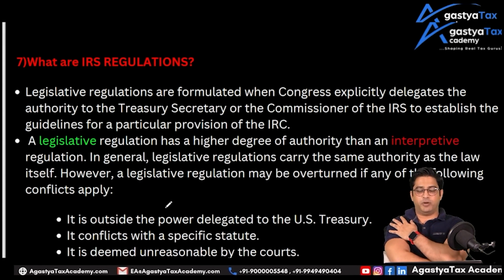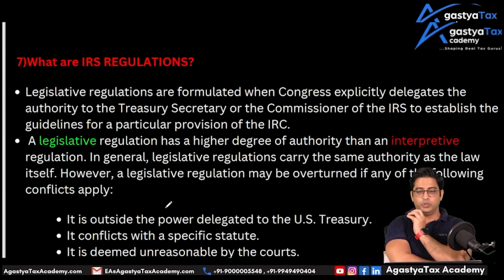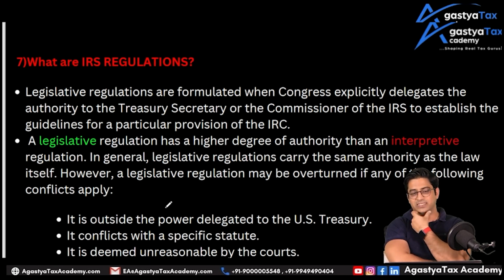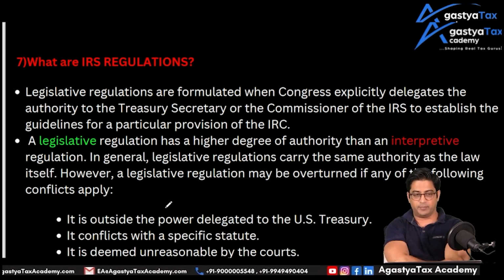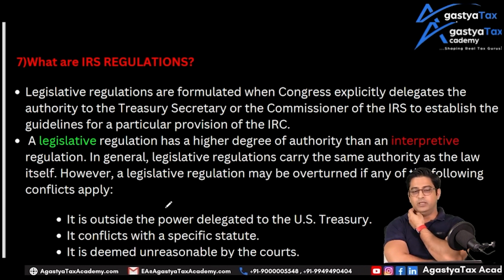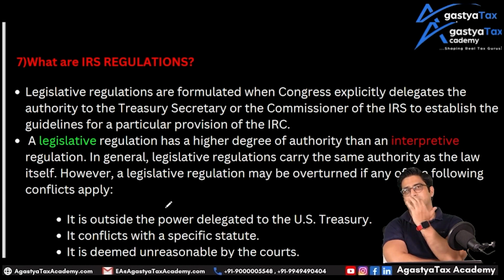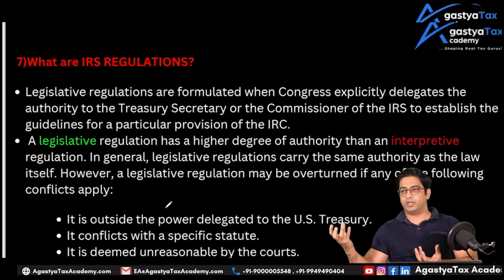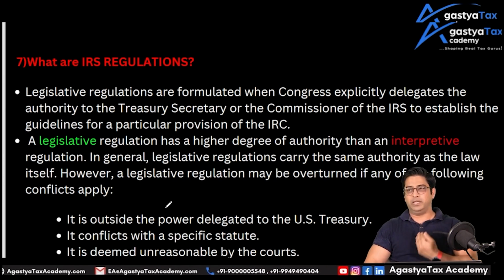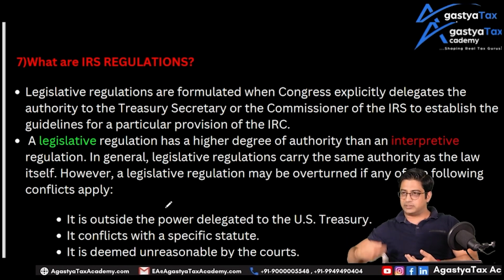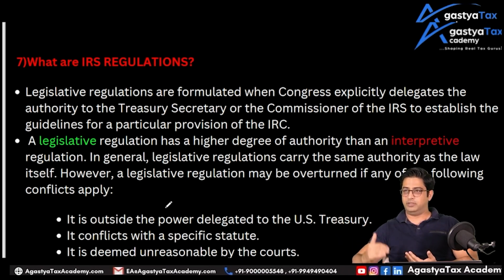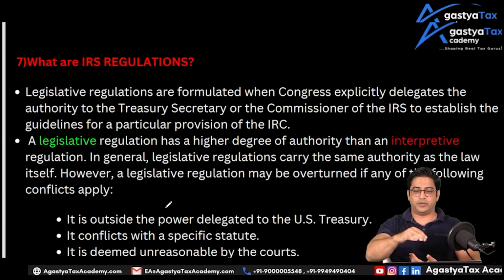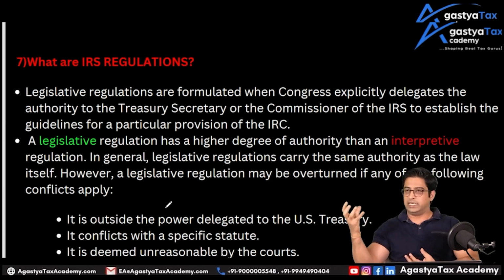Legislative regulations are formed by Congress to establish the guidelines for a particular provision of the IRS. A legislative regulation has the highest degree of authority when compared to an interpretive regulation. So when you are saying the legislative regulation has the same authority as a law itself. See, regulation is different and publication is different. All these are various documents that IRS is creating in different levels of hierarchy. So regulation is the highest. Legislative regulation has the highest authority, it is considered as a law itself.